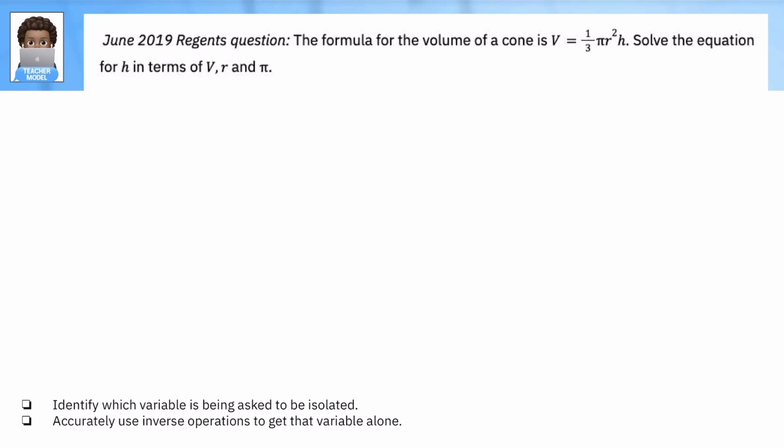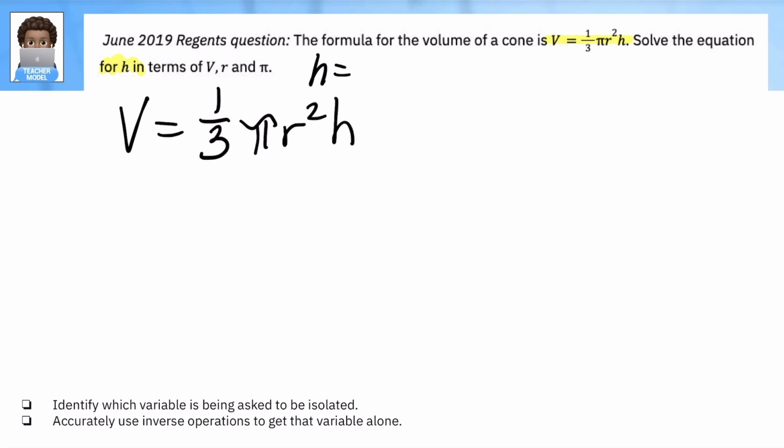Let's try another one. Here's another Regents question. We have another formula. The formula for the volume of a cone is volume is 1/3 pi r squared h. Solve the equation in terms of h. So we want h equal to everything else. Okay, so let's start with our original. V equals 1/3 pi r squared h. So the first thing I want to deal with, I want to get rid of that coefficient. So I have 1/3. So I'm going to multiply by the reciprocal.